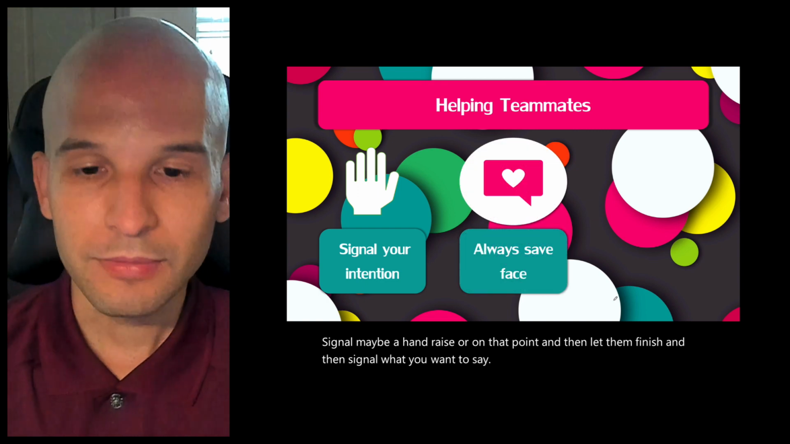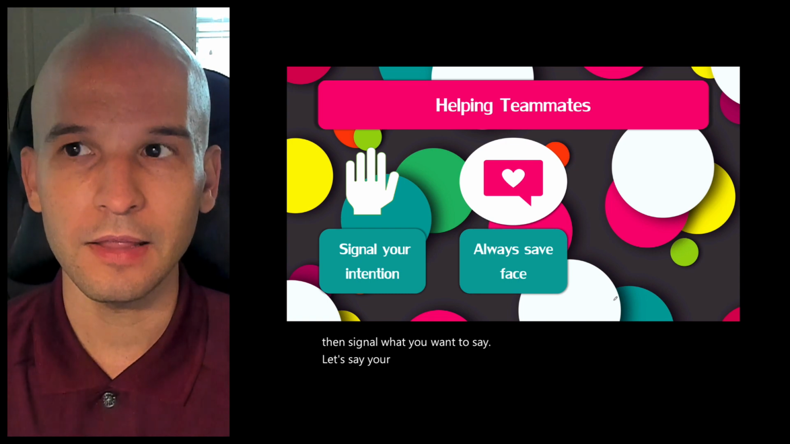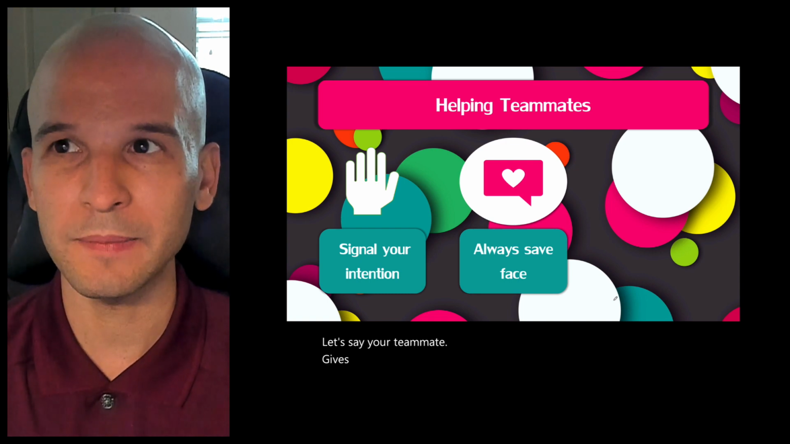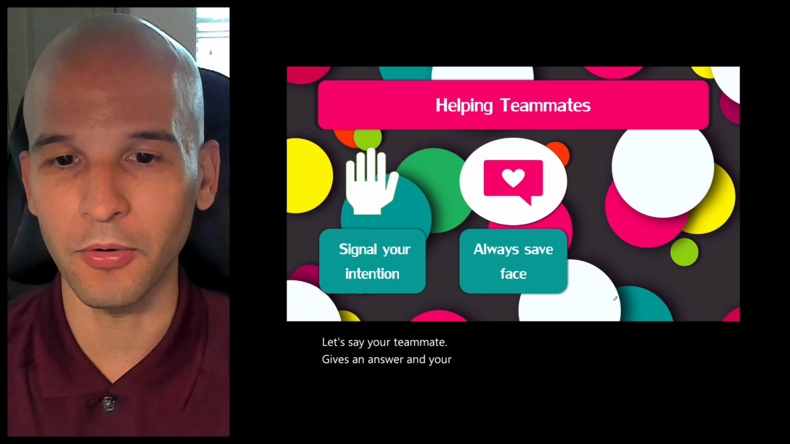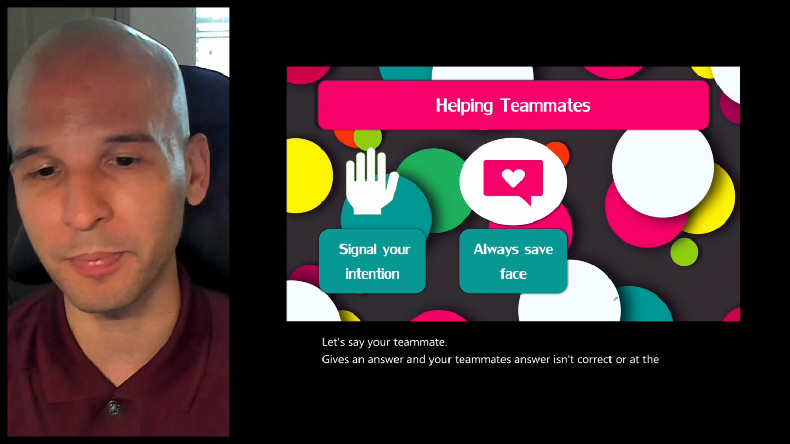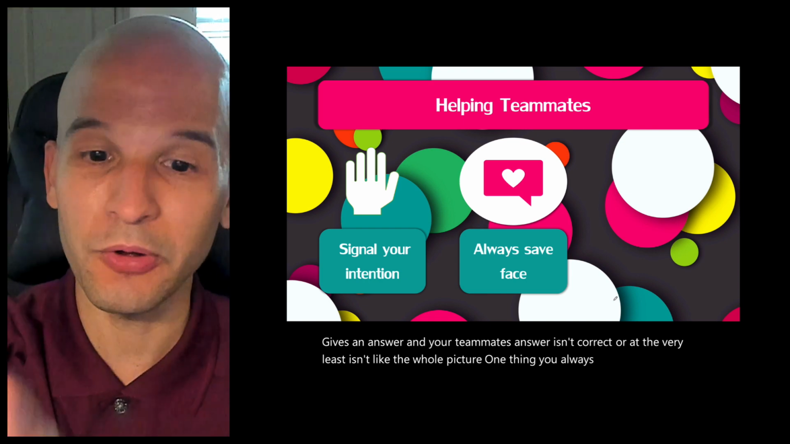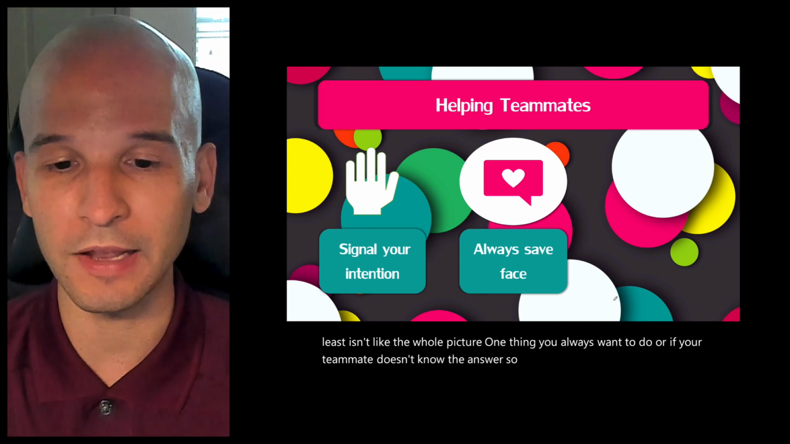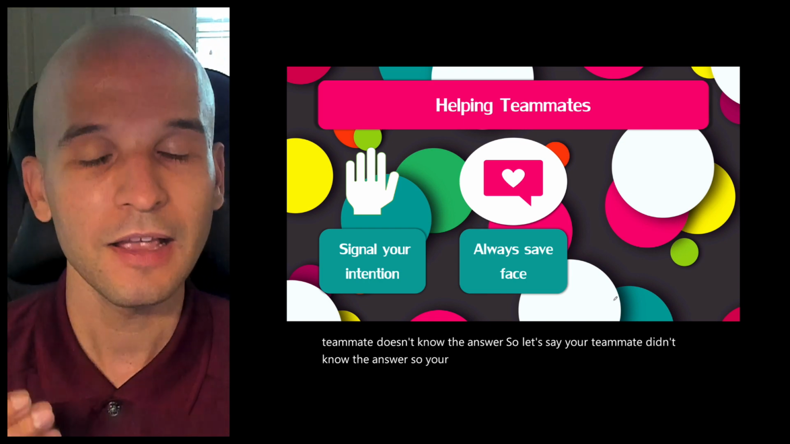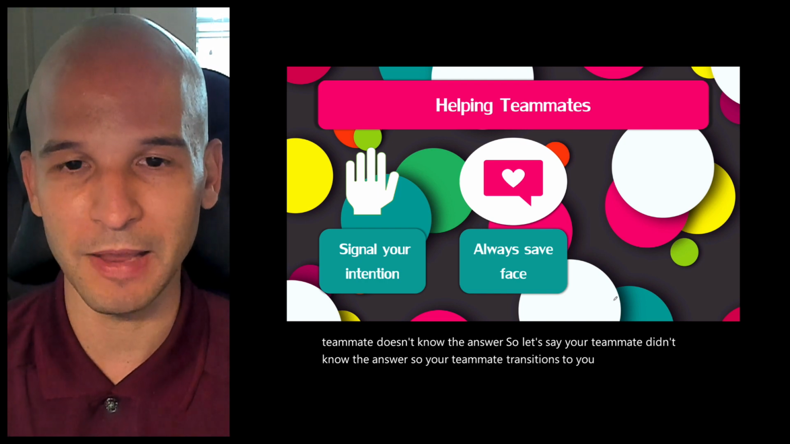Now, let's say your teammate gives an answer and you know your teammate's answer isn't correct, or at the very least isn't the whole picture. One thing you always want to do, or if your teammate doesn't know the answer. So let's say your teammate didn't know the answer, so your teammate transitions to you. Always save face for your teammates.